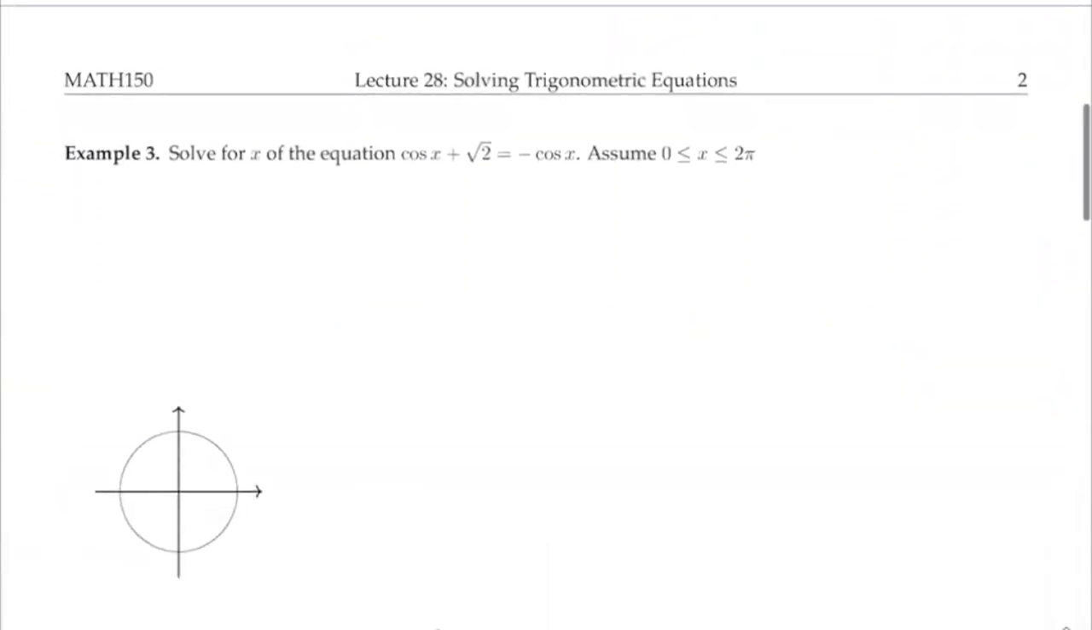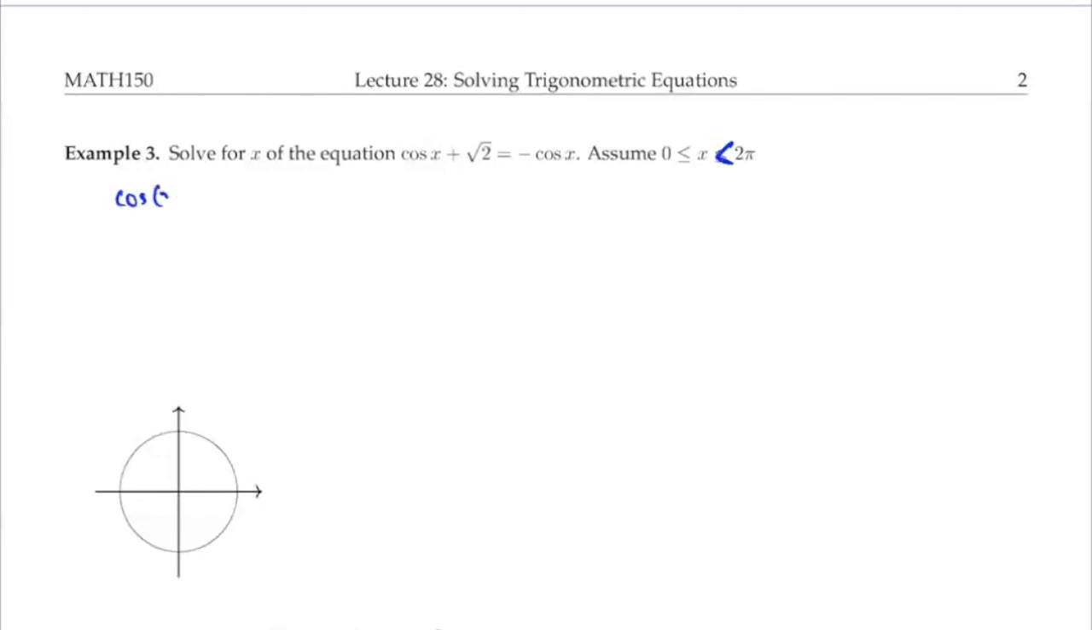Let's move on to example 3. In this example, you have cosine of x plus square root of 2 equal to negative cosine of x, and again you want to restrict x between 0 and 2 pi, strictly less than 2 pi. Again, this is not a straightforward problem. You have to do some manipulations to solve for cosine of x, or to solve for the value of x.